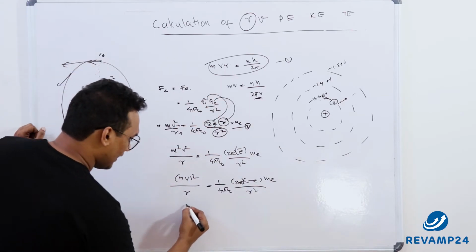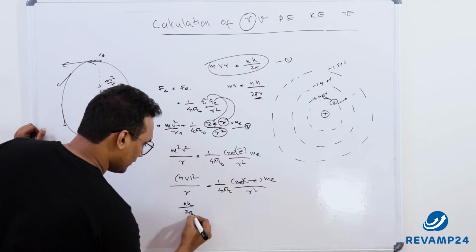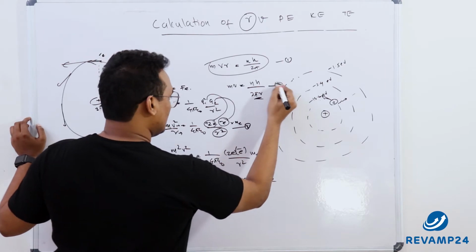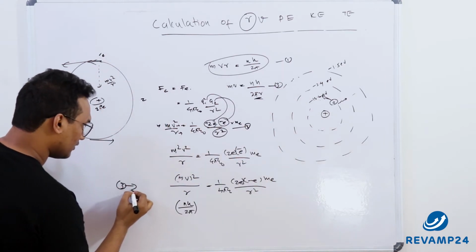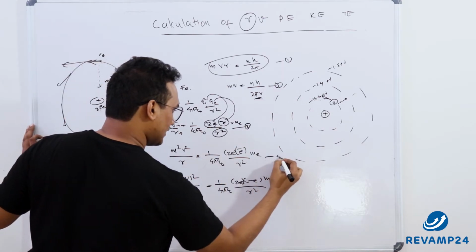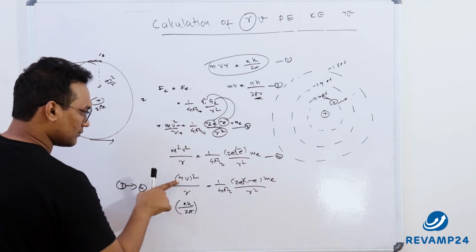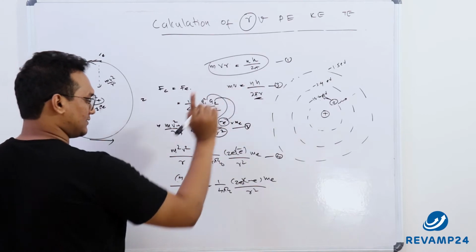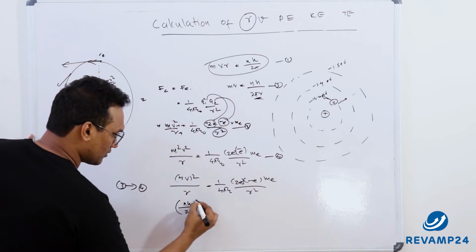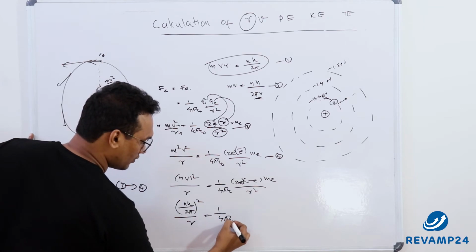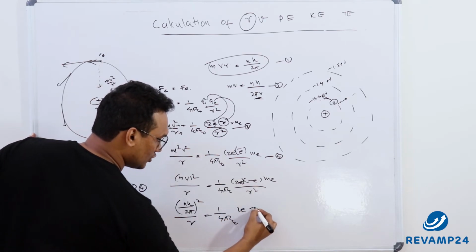What is that? nh by 2 pi is mv, right? So this one is 3. I am going to substitute 3 in this equation. Let's say this is 4. So 3, when I am substituting in 4, I am substituting for mv as this one in this equation. So this square divided by r is equal to 1 by 4 pi epsilon 0 ze into minus e.